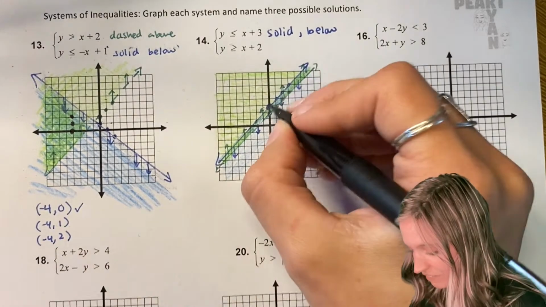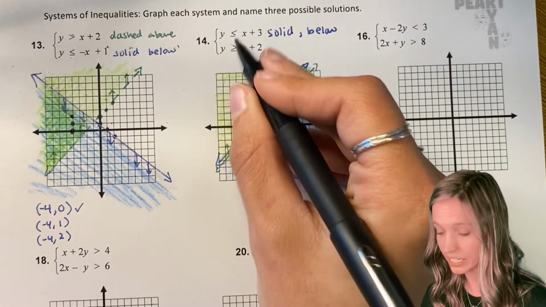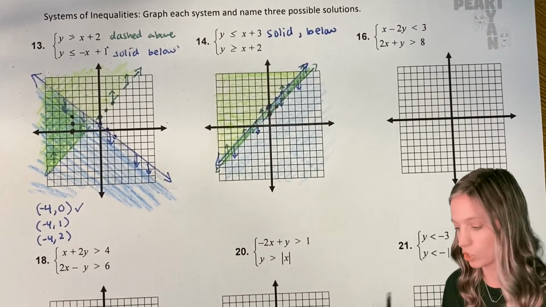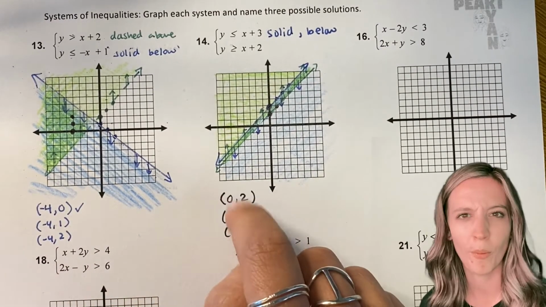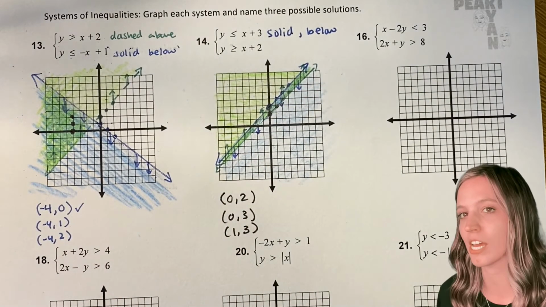I might play it safe and just pick some points directly on the lines. Since they're solid, right, I can choose solutions directly on top of the lines. And then remember, you can always check one of your points to make sure you've shaded the right area.